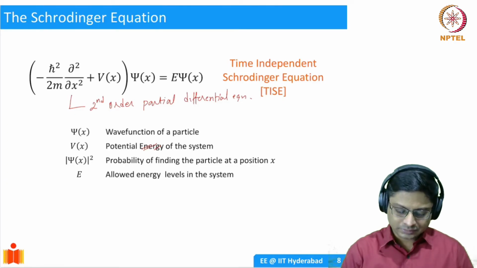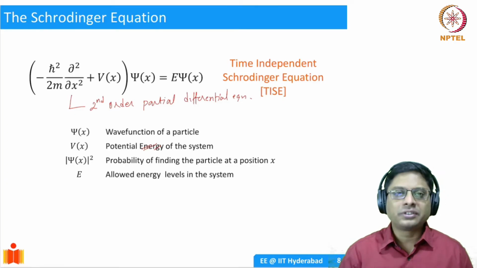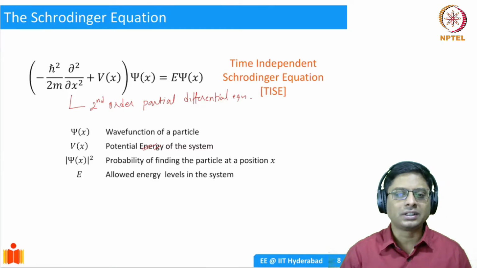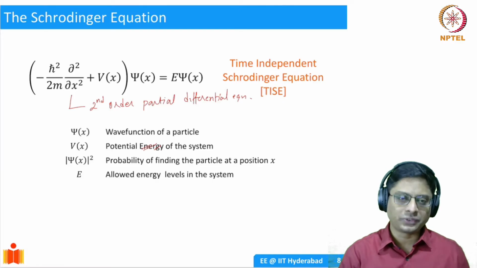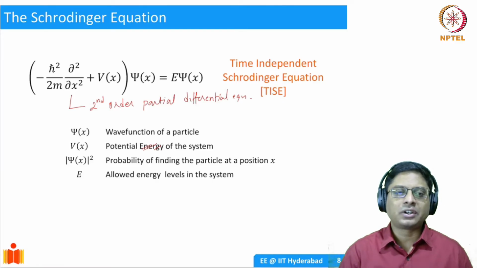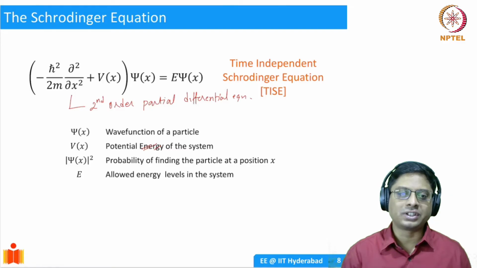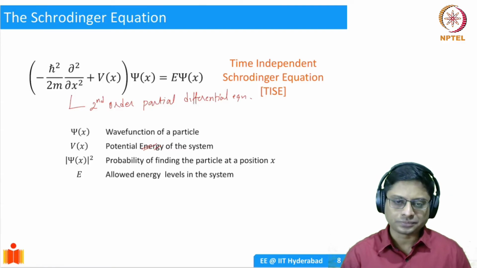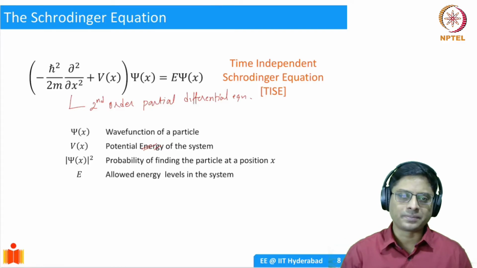And then, when I know the wave function, I can find out the probability of finding an electron by calculating psi. If you have psi, you take the modulus of it and square it. That is the probability of finding a particle at a position x. This is finally what is physically observable. Physically, we cannot find the wave function. We will only find the probability of finding an electron or a proton or whatever. All right, and E is the various allowed energy levels in the system.